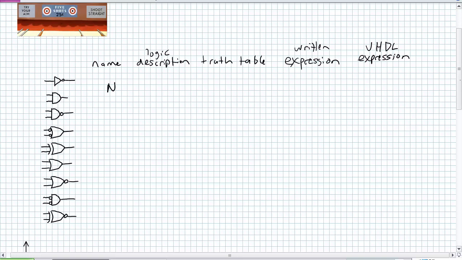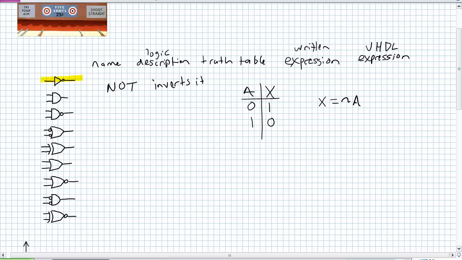First one, it's a NOT, and I'm referring to this one right here. It's a NOT gate, often called an inverter. What's its logic description? Just say it inverts, or changes, the input to its opposite value. I'm drawing a truth table here, with input A and output X. If A is a 0, the output is a 1. If the input is a 1, the output is a 0. What's the written expression for it? X is equal to not A. There's a number of ways of writing that.